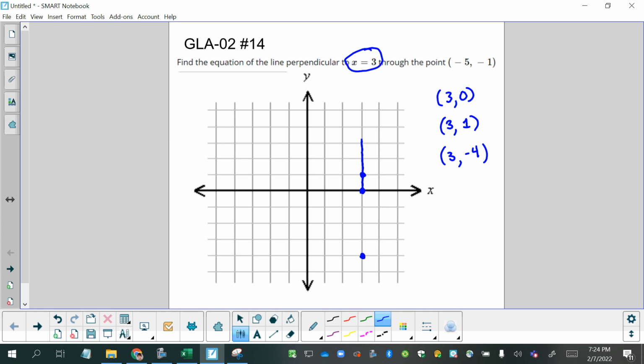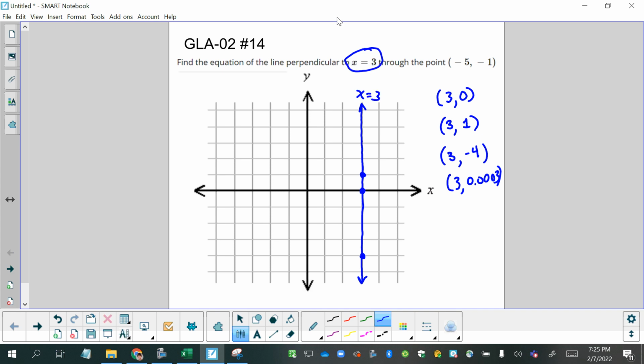If I did every single y value I could think of, and I could never think of all of them because it's infinite, even things like (3, 0.0003), for instance, every possible point that has an x value of 3 would be on this line. So that is the line x equals 3.